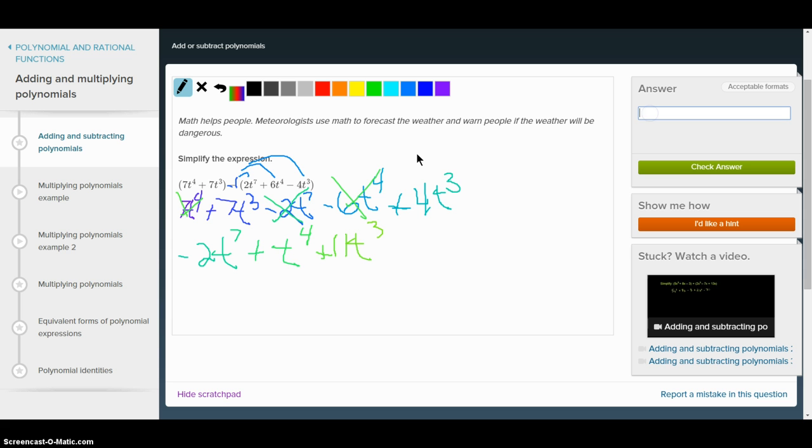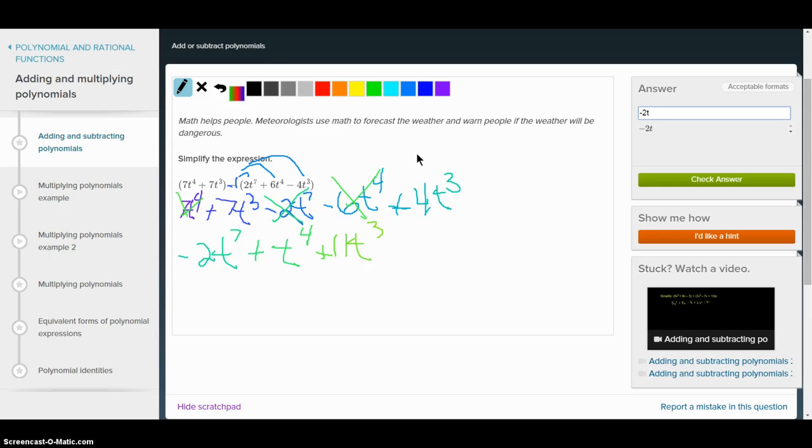Alright, so let's put that in the answer box. So we have negative 2t, and then for the exponents we use this little caret symbol, and that's done by pressing shift and the number 6. So negative 2t to the seventh plus t to the fourth plus 11t to the third. Let's double check to make sure that this little preview is what we want it to be. So it shows negative 2t to the seventh plus t to the fourth plus 11t to the third.